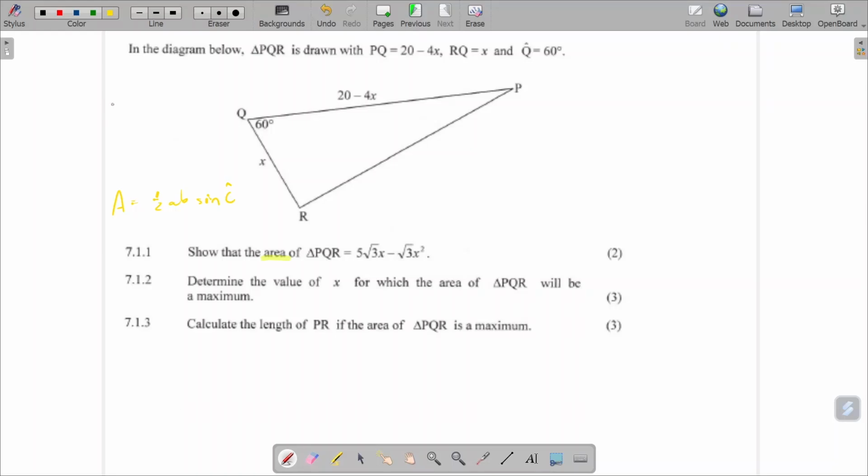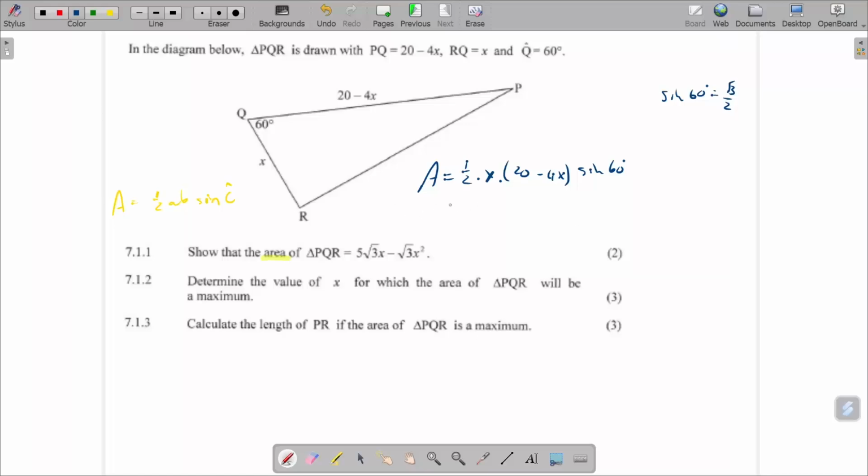Okay, so let's have a look at this one. What we're going to get here is the area equals a half times x times (20 minus 4x) times sine of 60. We know that sine of 60 equals root 3 over 2.